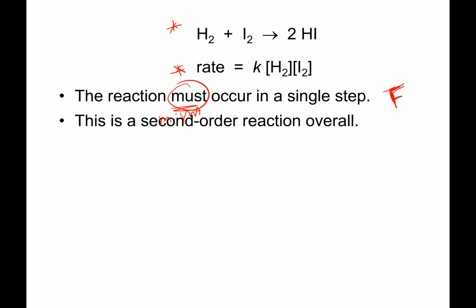But there's 2. So, false. Okay, so I mean it's true. Actually, this is true because remember how we get the overall reaction order is we add m plus n. So 1 plus 1 is equal to 2.